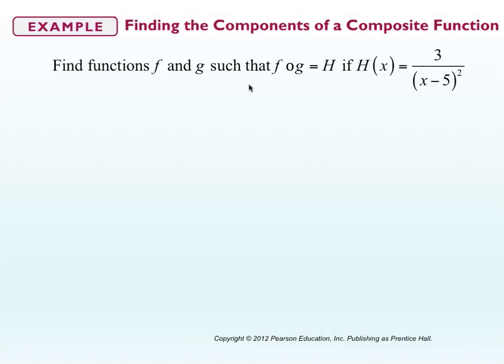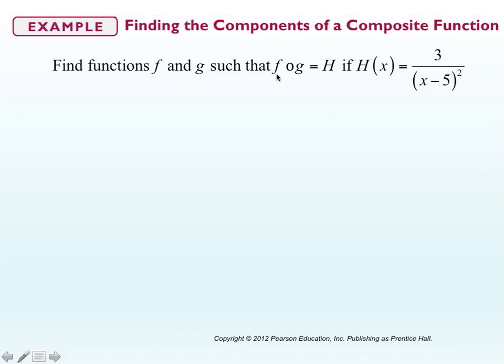Okay, you can also be given problems that are set up this way, which is finding the components of a composite function. So let's say that f composed with g is equal to some function h, and h of x is just 3 over x minus 5 squared. And we want to find some functions f and g such that this could be the case.